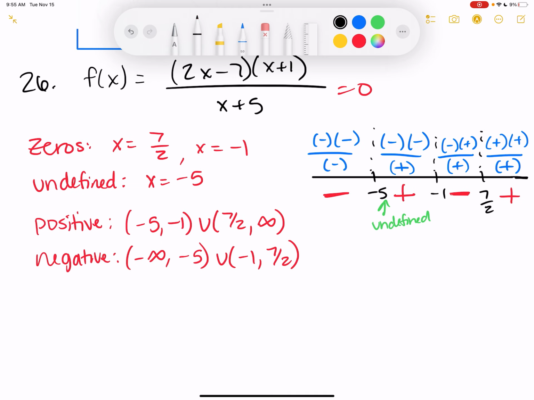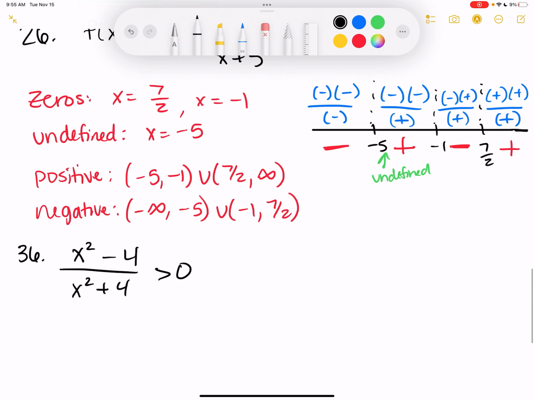All right, so one like this, but that is an inequality, because I feel like the equalities are pretty straightforward. The inequalities are the ones that you have to think about a little bit more. So number 36, x squared minus 4 over x squared plus 4 is greater than 0. So this is greater than, so I care about what values. Positive.